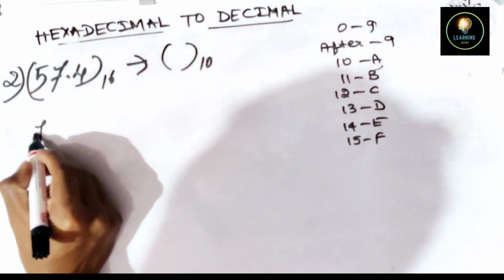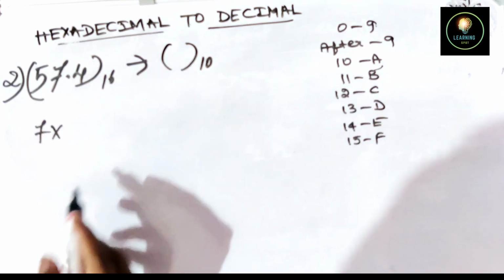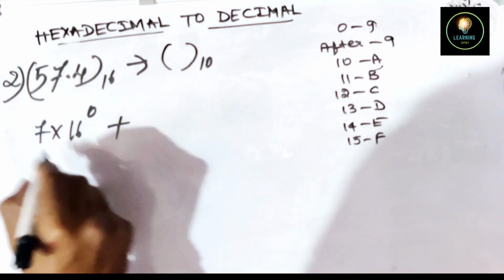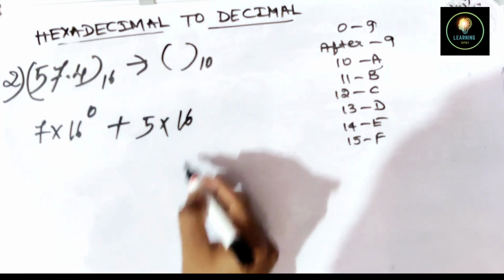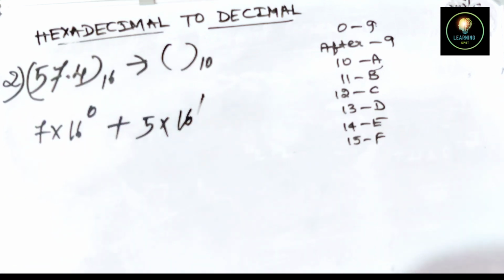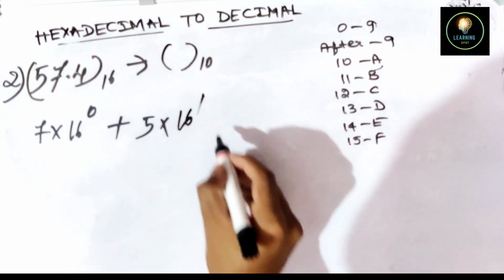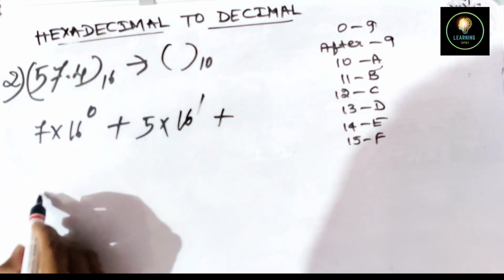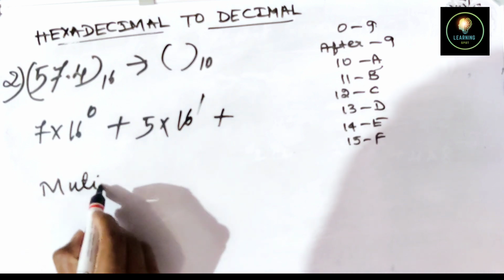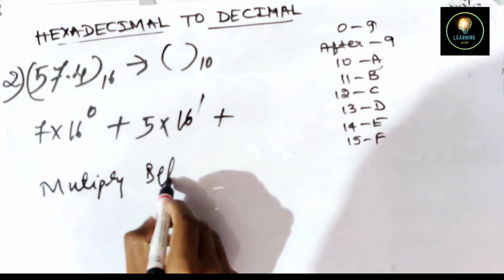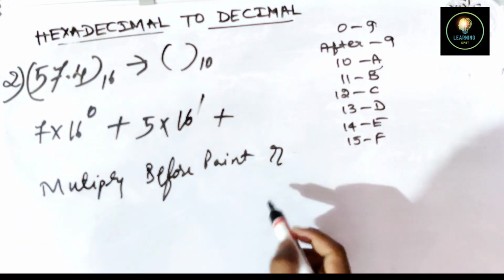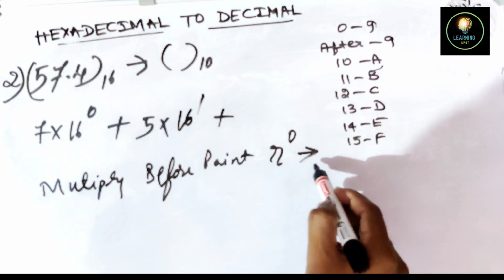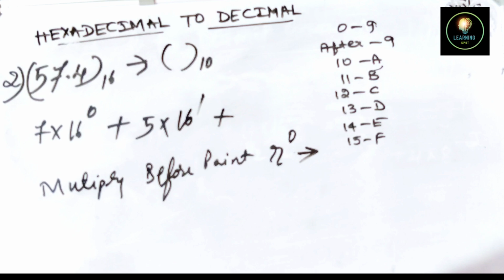What is the value of 7 here? 7 into 16 to the power of 0, because the term is A0. So 5 into 16 to the power of how much? 1. Correct, because the term here is A1. After the point, what will we write? That is very important. Before the point you multiply, and the radix R's power starts from 0, going up as far as the digits there are.